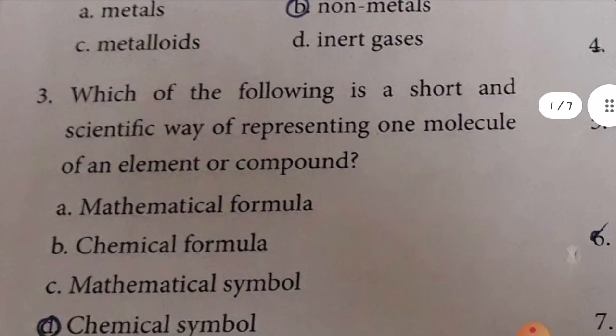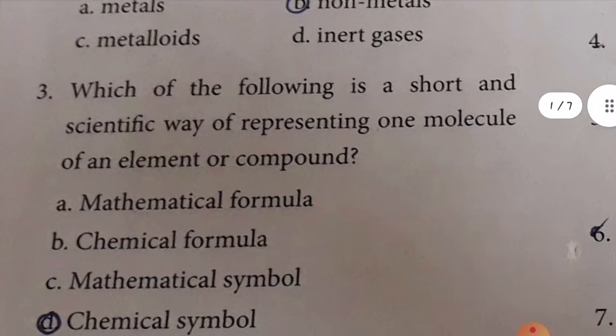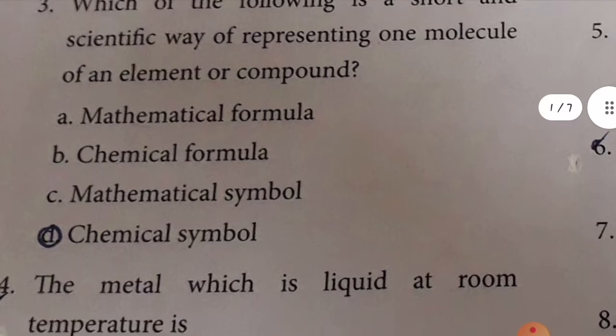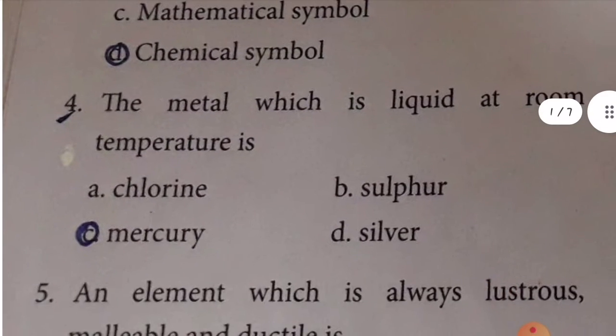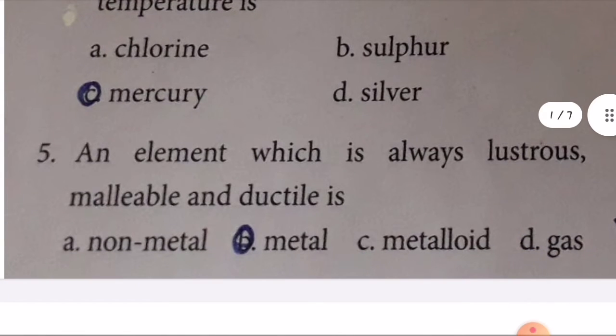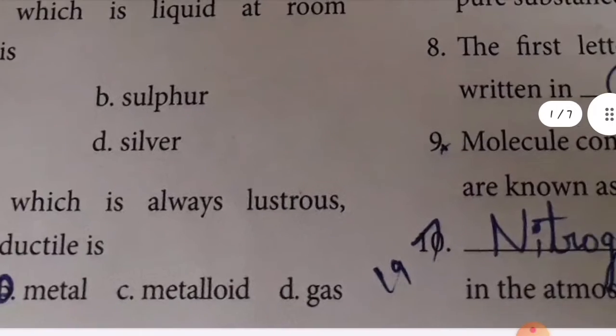See the third one, which of the following is a short and scientific way of representing one molecule of an element or compound? Option D, chemical symbol: hydrogen H, sodium Na, potassium K. So this is a chemical symbol. The fourth one, the metal which is liquid at room temperature, option C, mercury. Fifth one, an element which is always lustrous, malleable and ductile, so option B, metal.